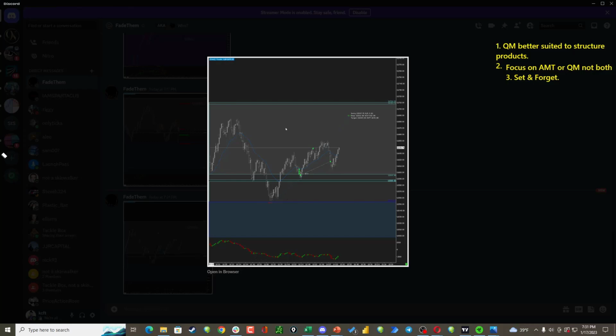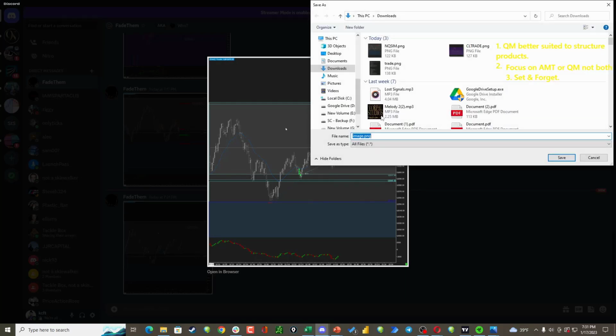Okay, let me download this one because this is ideal, right? This one's ideal. I didn't hit target. I mean, it didn't even hit the full target. But from a management standpoint, this is ideal. Not bad. Not bad.